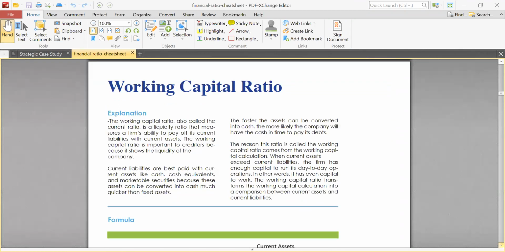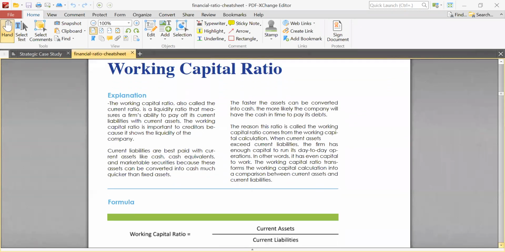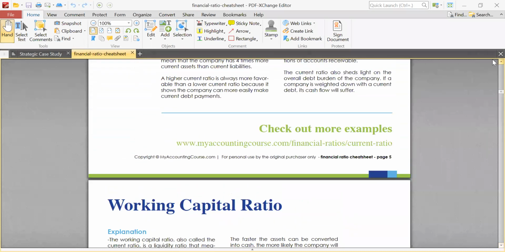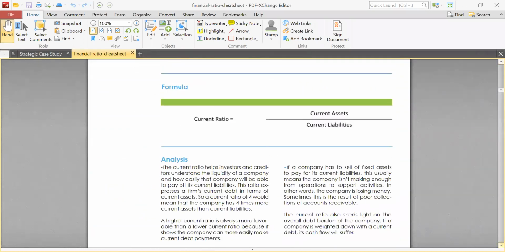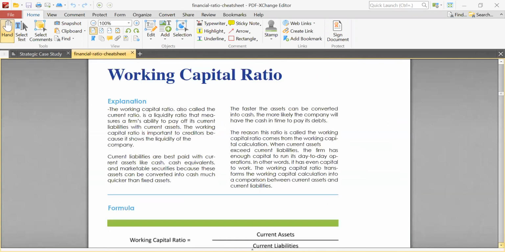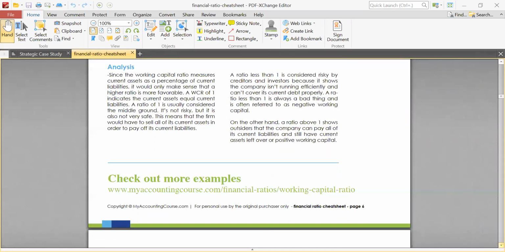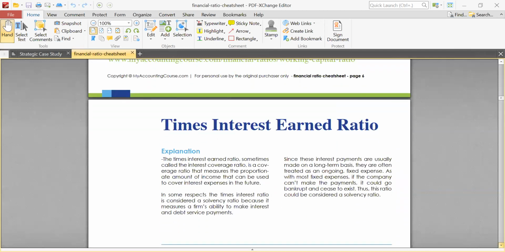Then you also have the working capital ratio. It's basically the same as the current ratio. And so same understanding, because the current ratio tests your operations and sees how quickly you're able to turn around your current assets to pay for your current liability. So I won't touch on that too much.